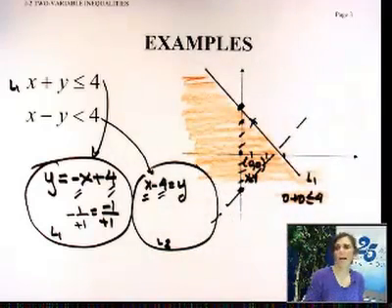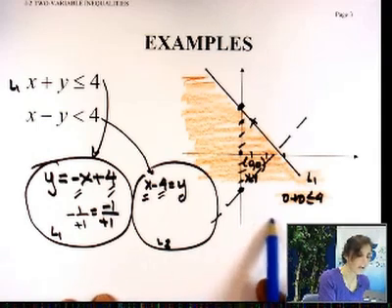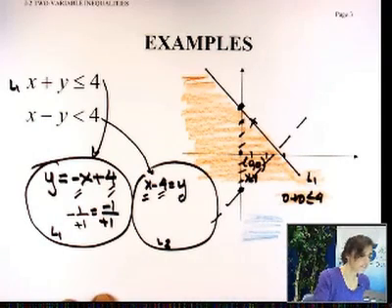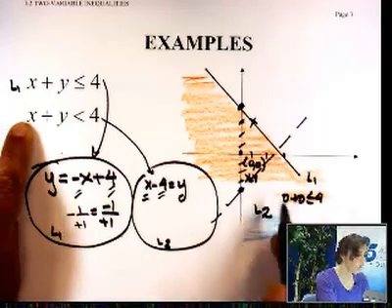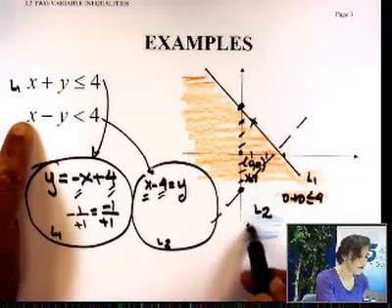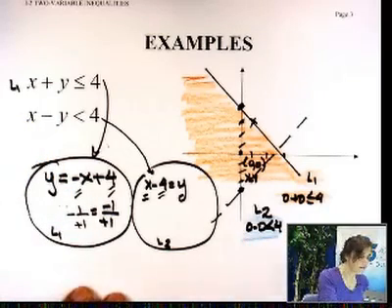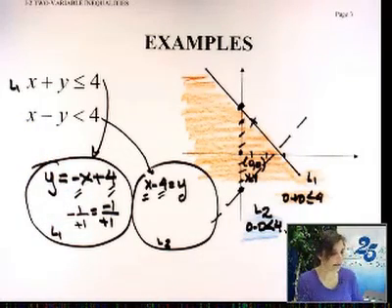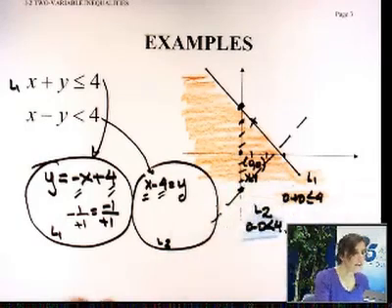Does it make sense? Now I have to do the shading. I'm going to do the shading with the blue. Let's try. This is my L2. I'm going to put 0, 0, test point, 0 minus 0, less than 4. Is that true? Yeah, that's true. So what does that mean? I have to shade the region that contains that.